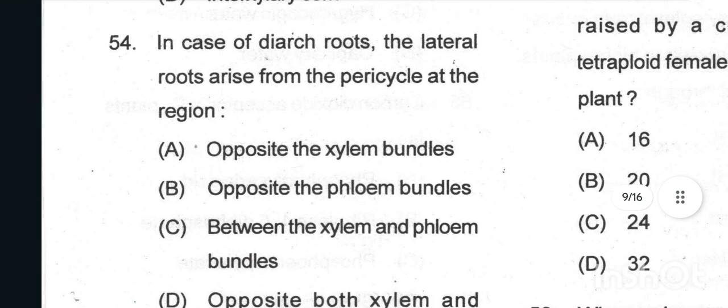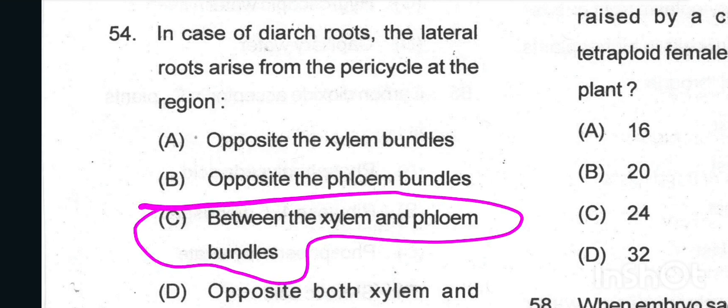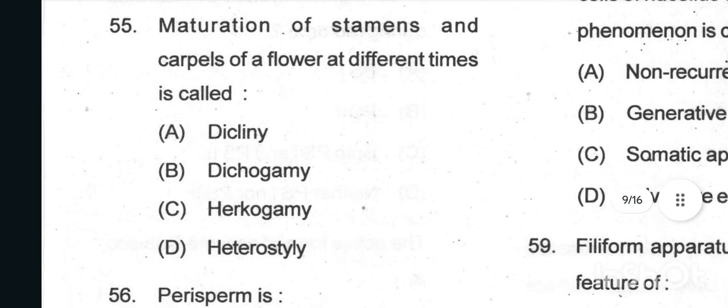In case of diarch root, the lateral root arises from the pericycle at the region of, so it is present between your xylem and phloem bundle. So option C is the correct one, between xylem and phloem bundle.